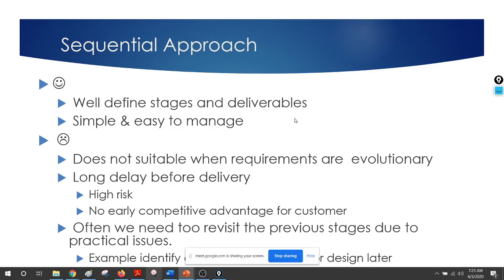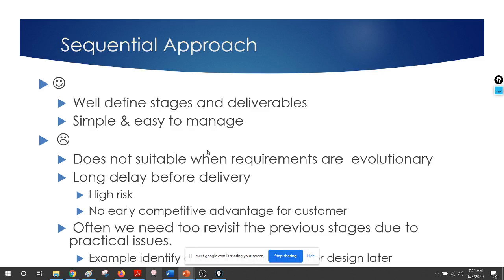Therefore, it's very easy to manage that kind of approach. But this is rarely used these days because of the high business demand and the dynamicity. So there are some disadvantages. It is not suitable when requirements are evolutionary.